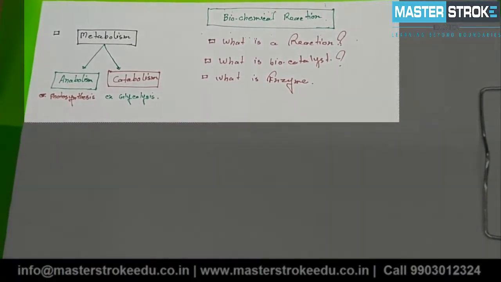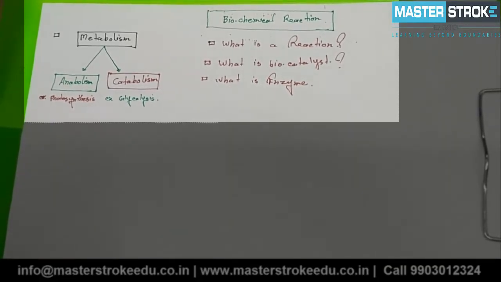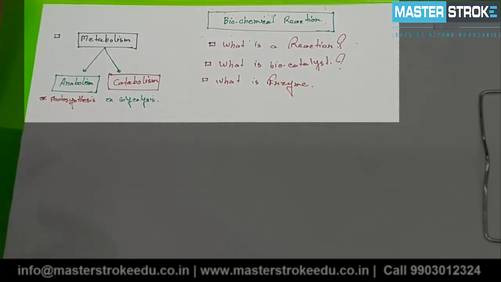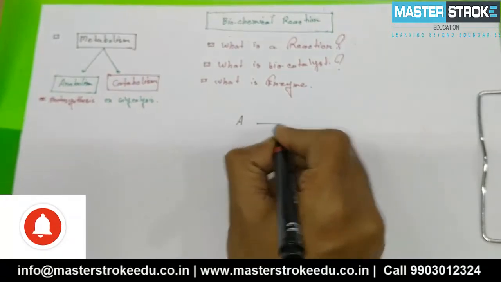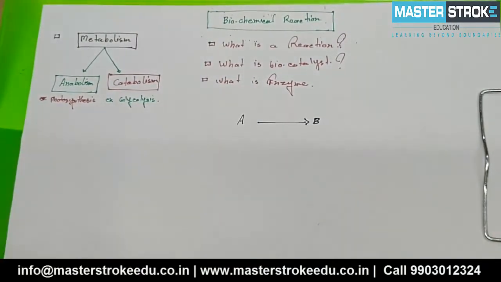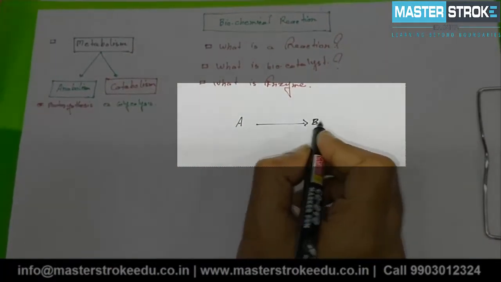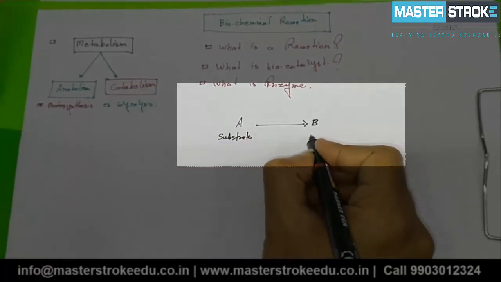To understand the biochemical reaction, we must first understand what a reaction is. In very simple words, we all know that a reaction is a process where the substrate is converted into the product. So we can easily say A is converted to B. That we call the reaction. Now A is converted to B, so A is known as the substrate while B is the product.